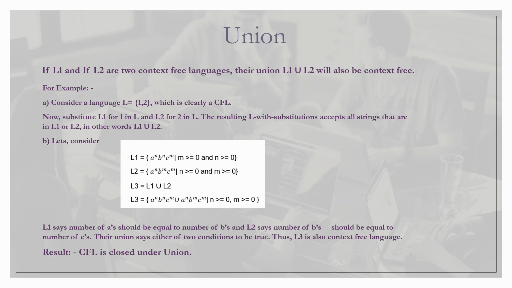Here, L1 says that the number of A's should be equal to the number of B's, and L2 says the number of B's should be equal to the number of C's. The union of both represents that both conditions should be true. Hence, L3 can be represented as a to the power n, b to the power n, c to the power n, with n greater than or equal to 0, which represents a context-free language. Therefore, we can say that CFL is closed under union.